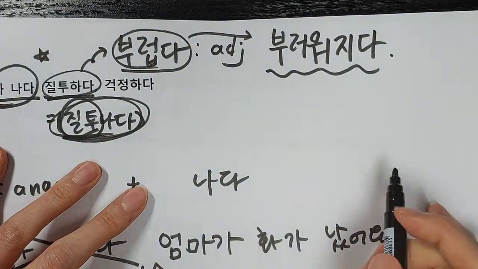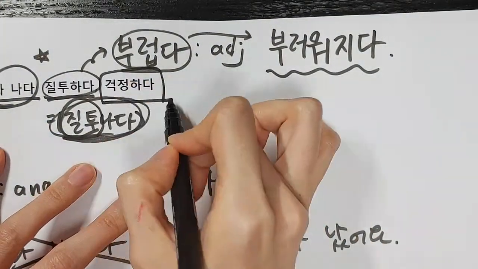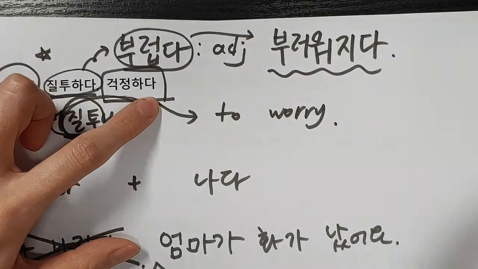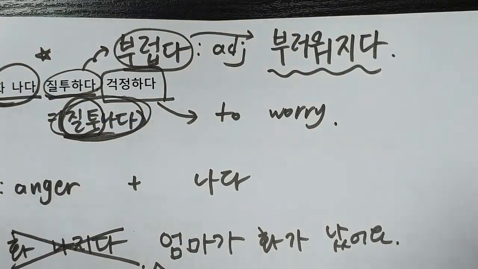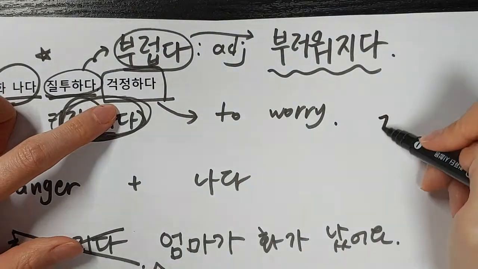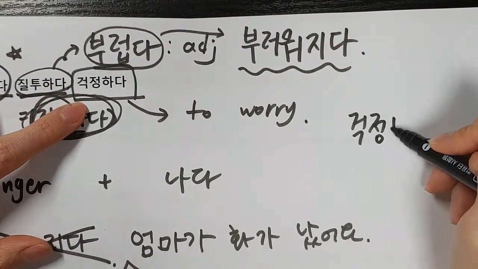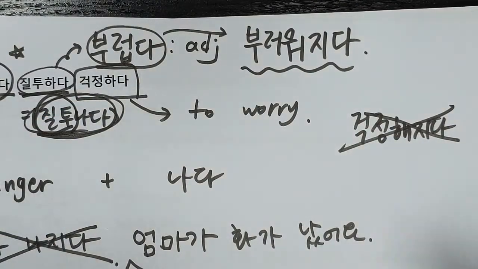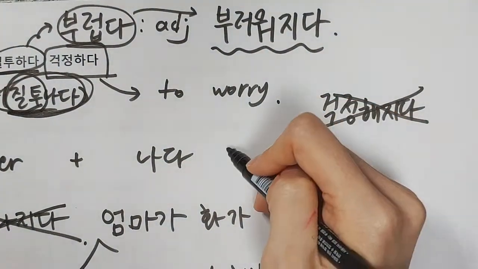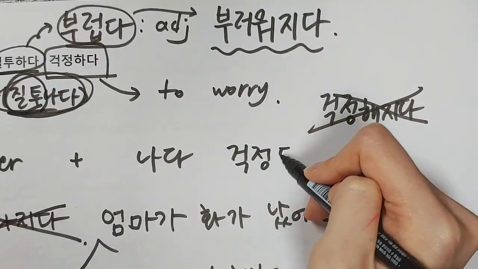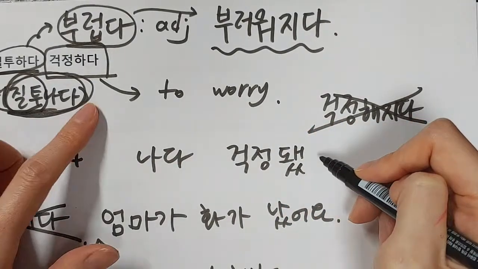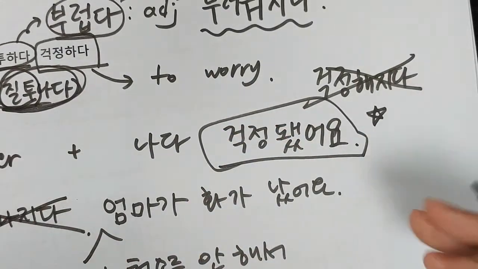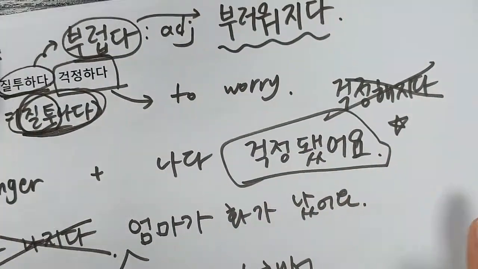그다음에 걱정하다 means to worry. 걱정하다 is also a verb, guys, so you cannot say 걱정해지다. Then how should you say to get worried, I got worried? You can say 걱정됐어요. You can just use 걱정되다 to get worried, and it delivers the meaning of I got worried. So you don't have to worry about it.